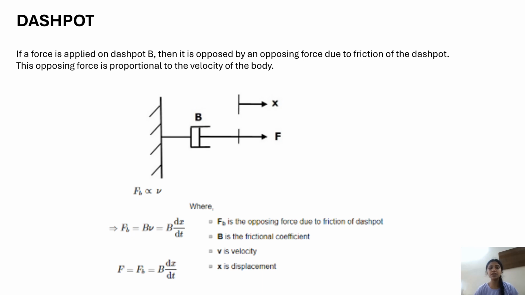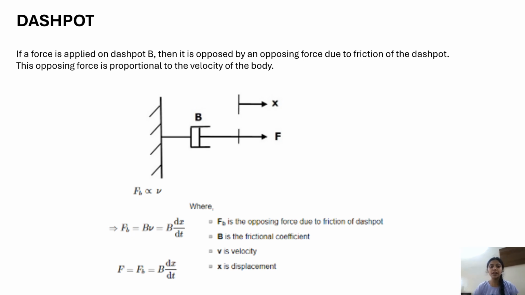Dashpot. If a force is applied on a dashpot B, then it is opposed by an opposing force due to the friction of the dashpot. This opposing force is proportional to the velocity of the body. We can see this in the diagram. Here the dashpot is denoted by the letter B. Here we have a displacement and an opposing force which is proportional to the velocity of the body. Here the force is directly proportional to v, which is the velocity.